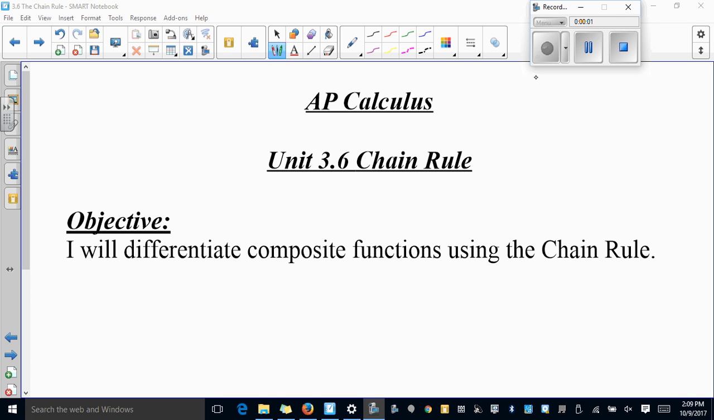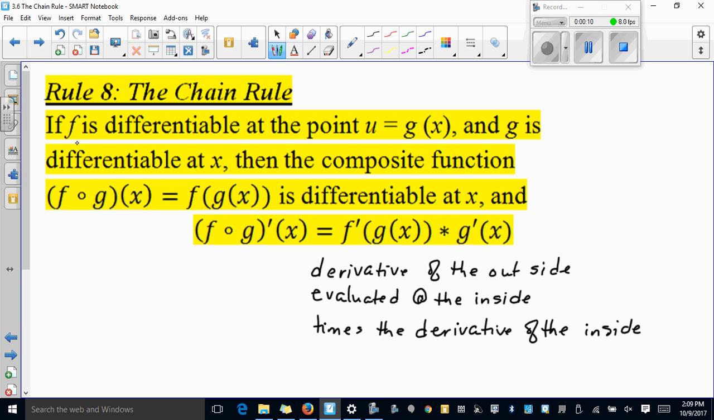and g is differentiable at x, then this composite function f of g of x is differentiable at x. And f of g prime of x is equal to f prime of g of x times g prime of x. In other words, it's the derivative of the outside function evaluated at the inside function times the derivative of the inside function. This part here is referred to as the chain.